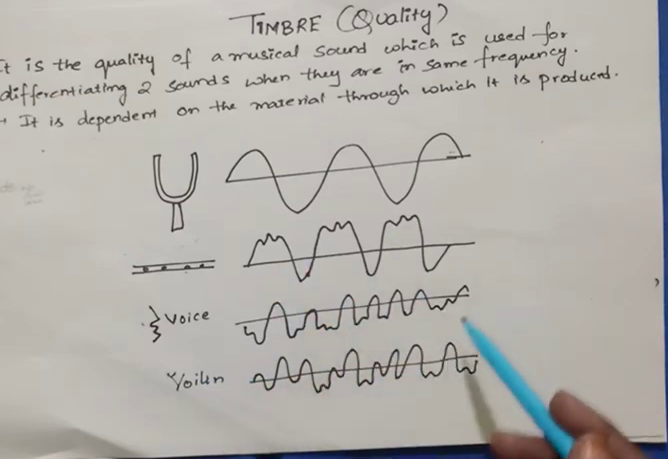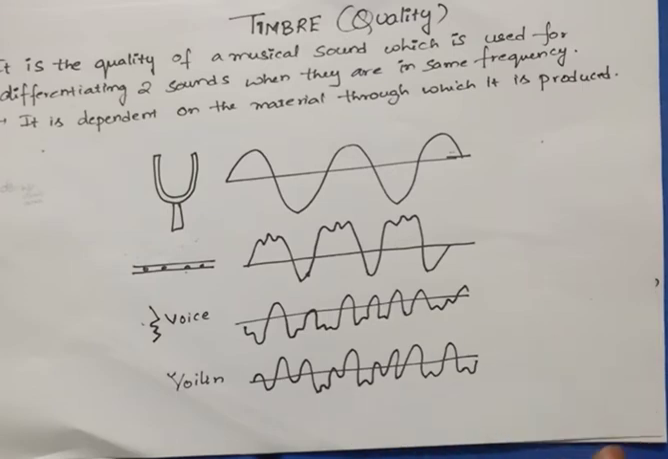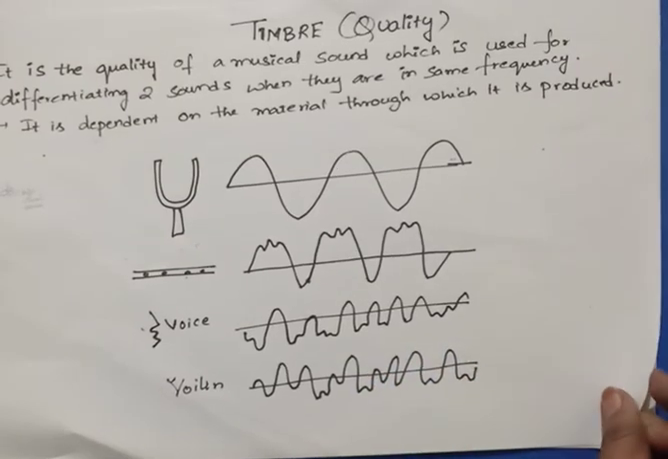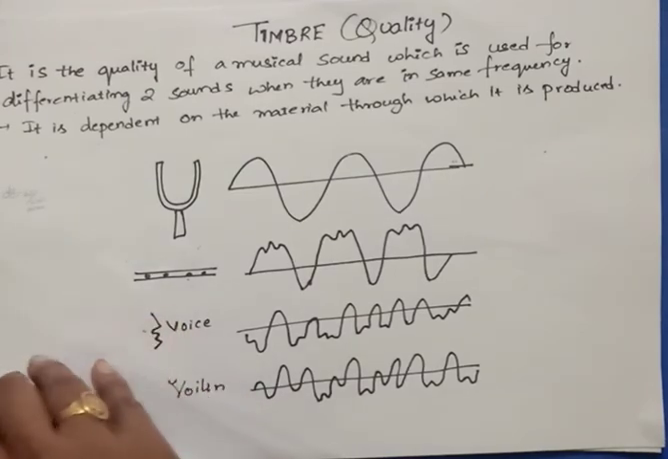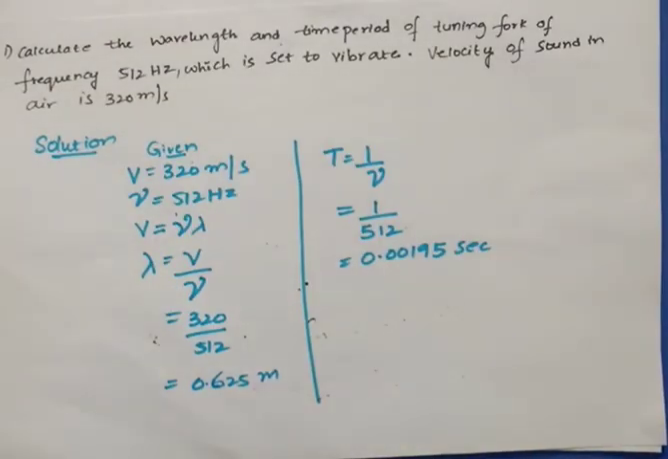So here the frequency may be the same. That means the number of waves passing per unit time may be the same. But the material through which the sound is produced is different. So there we can differentiate the quality of sound from tuning fork, flute, voice and violin.